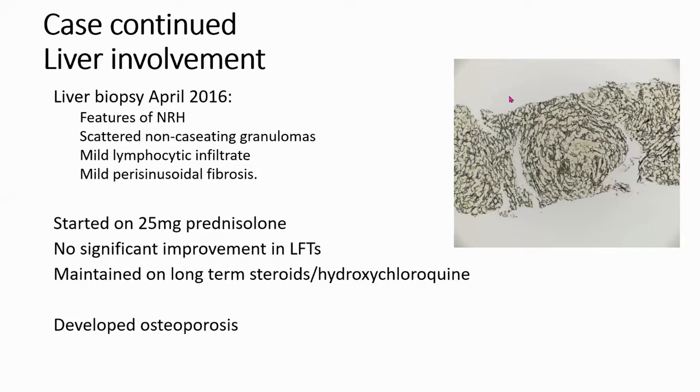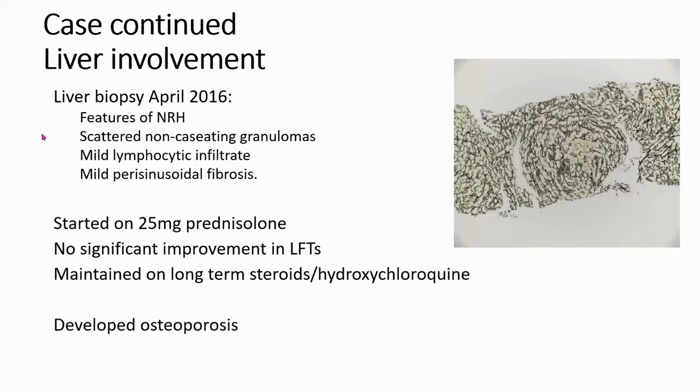Yeah. So this is back to our case. His referring team, in light of these persistent liver abnormalities and his abnormal liver imaging, went on to arrange a liver biopsy for this gentleman, and this was reported as showing features of nodular regenerative hyperplasia, scattered non-caseating granulomas, a very mild lymphocytic infiltrate, and a mild perisinusoidal fibrosis. And we'll discuss the histology. Prof. Quaglio will discuss that in a bit more detail, I'm sure.